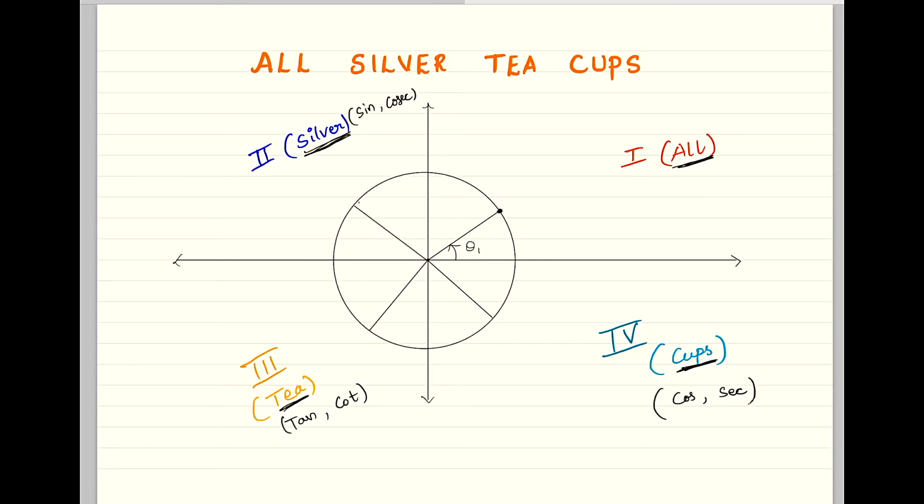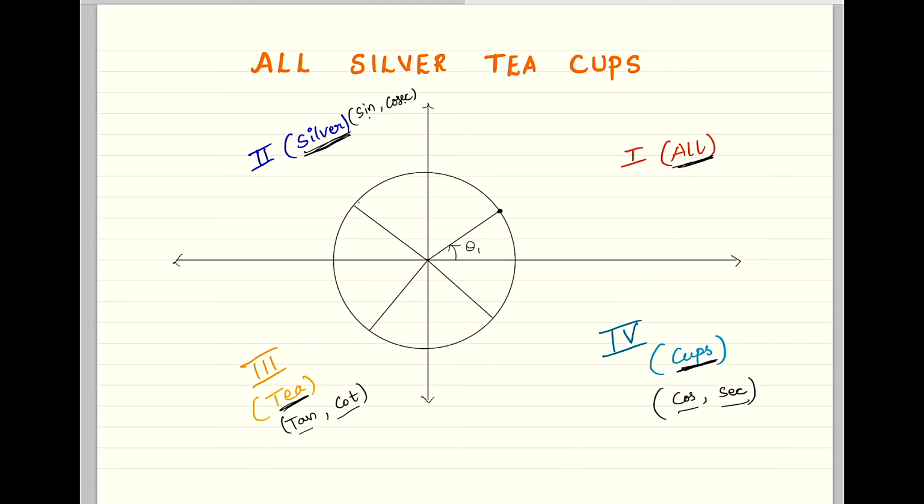In the second quadrant sin and cosecant will take positive values. In the third quadrant tan and cot will take positive values. In the fourth quadrant cos and secant will take positive values. Now let's see how this is true.